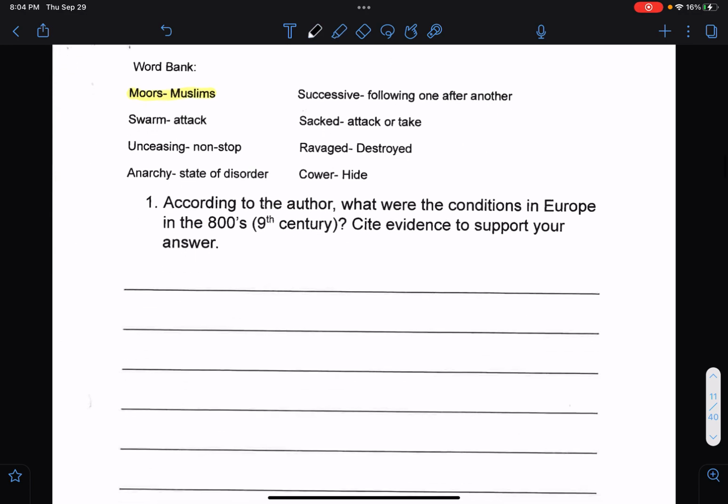Now for this one, this is a CER response. According to the author, what were the conditions in Europe in the 800s? Now, some of us are used to saying they were bad, and that's just not going to cut it. You are going to be assessed again on a CER, and I would also use that as a retake for those students that did not do so well. We're all going to be assessed on that, and it's going to go in the grade book before the end of the trimester. So the question is asking, what was life like in the 800s and 900s? Cite evidence to support your answer.